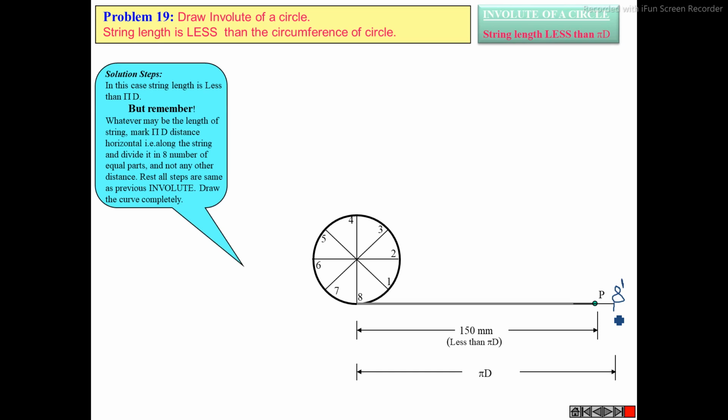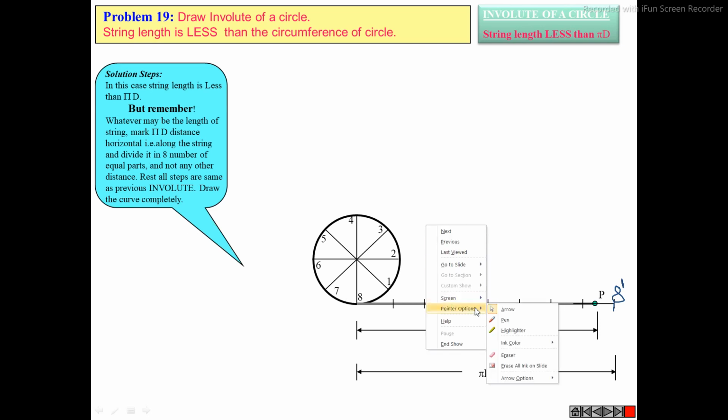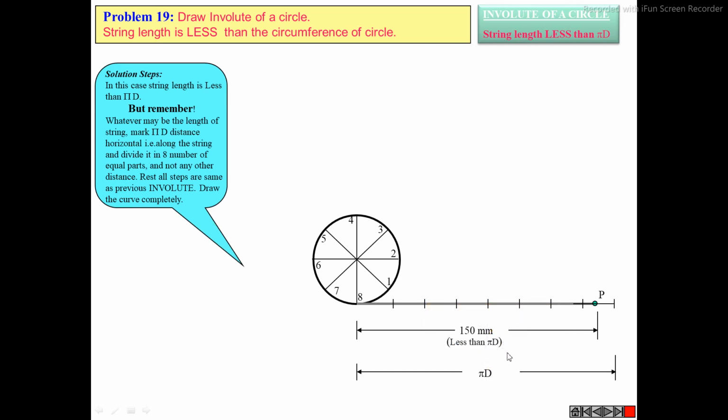Yes, sir. So I will always divide the circumferential length line into 8 equal parts to get 8 different locus points of the involute. Just divide it into 8 equal parts and then name those dividing points as 1, 2, 3, 4, 5, 6, 7, 8. How much portion do you have left, which you wrapped 1 minute before?